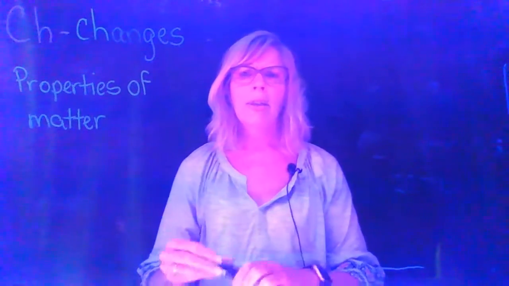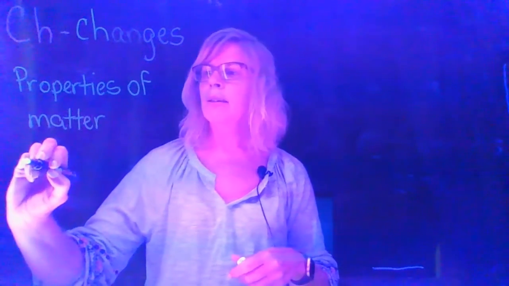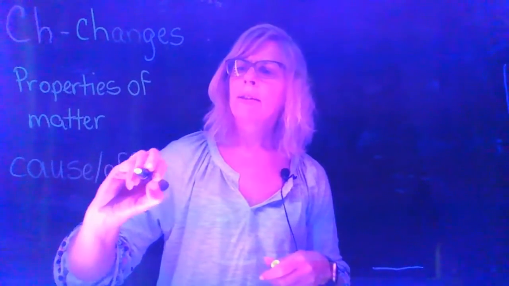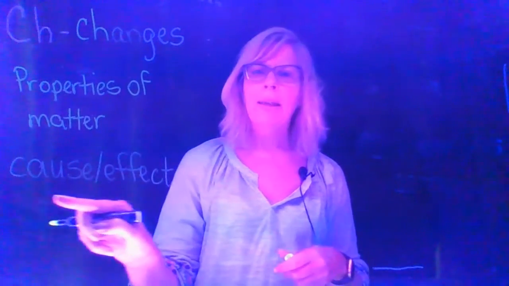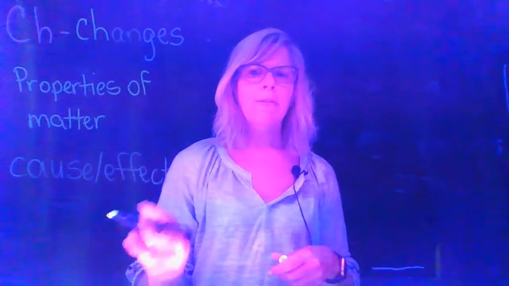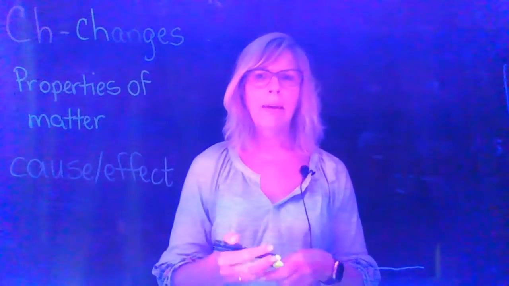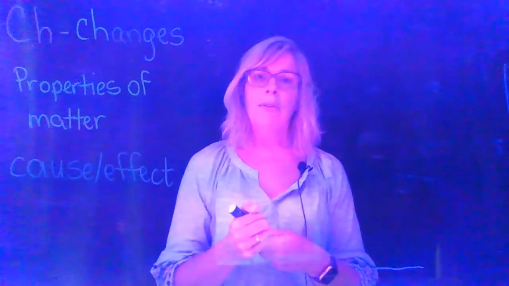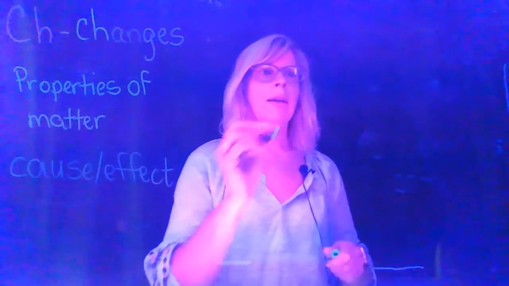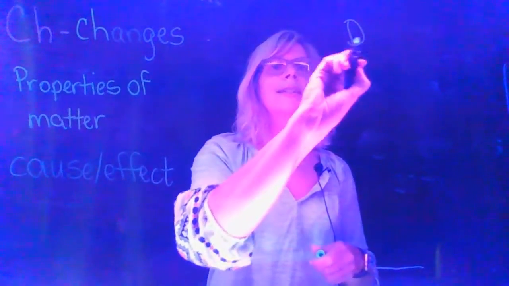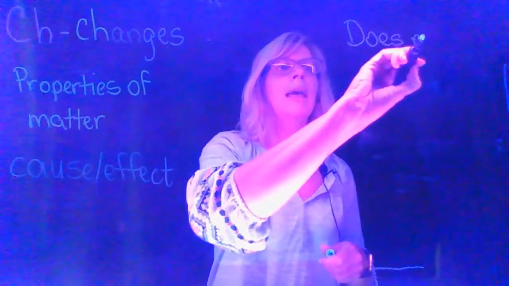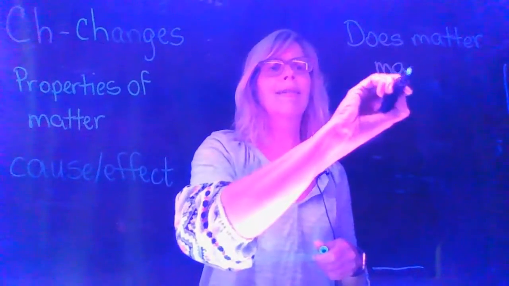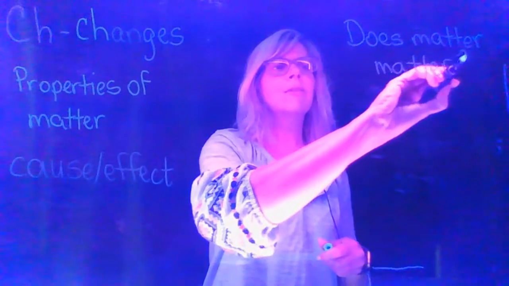So one of the big things that we're going to be talking about is cause and effect. So because a pan is made one way, does that affect what happens? Scientists often think about cause and effect. And the big question that we're going to be asking really is, does it matter what a material is made of? Does it matter? Does it cause different effects?